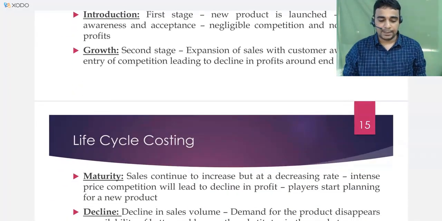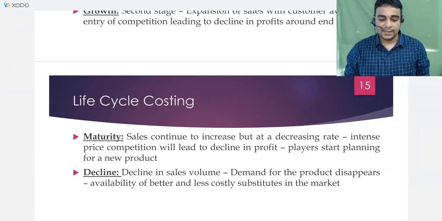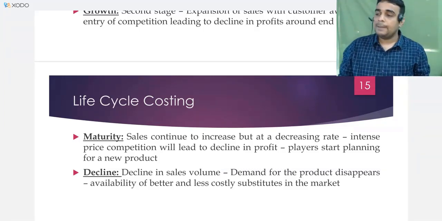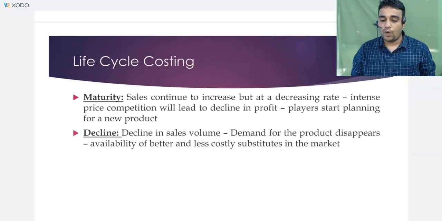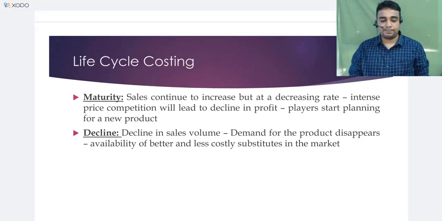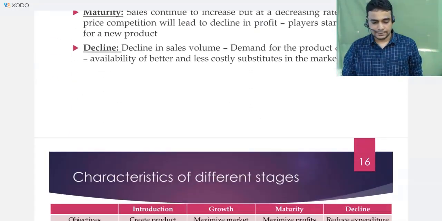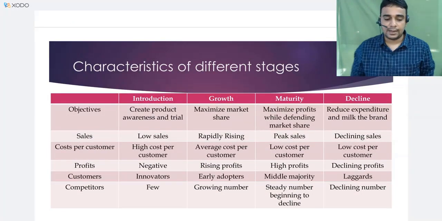Competition angle started coming in. Sales continue to increase but at a decreasing rate. Intense price competition will lead to decline in profit. Players have started planning for a new product. Decline in volume, demand for the product disappears. Availability of better and less costly substitutes in the market. This is what I was saying about introduction, growth, maturity and decline.